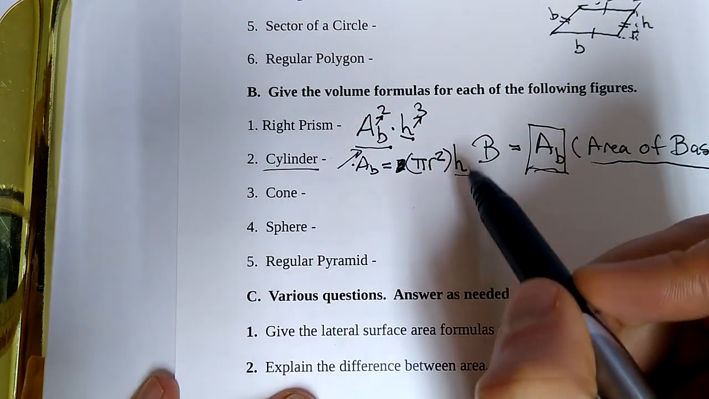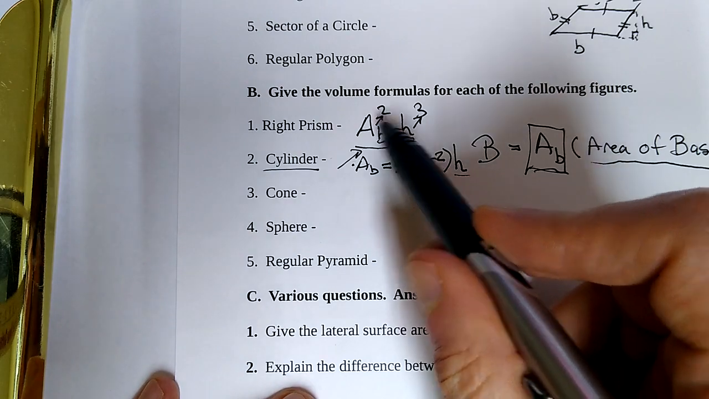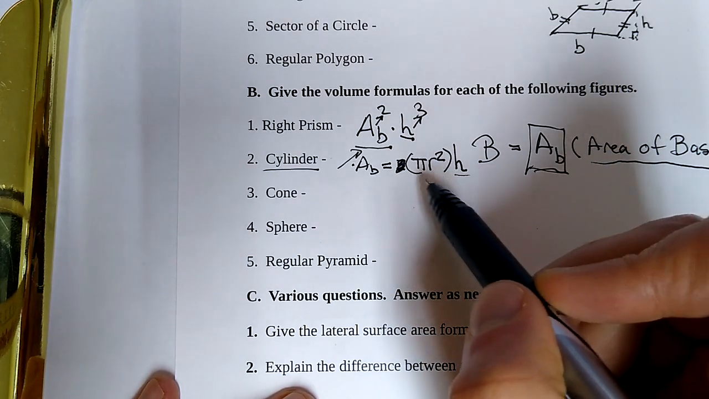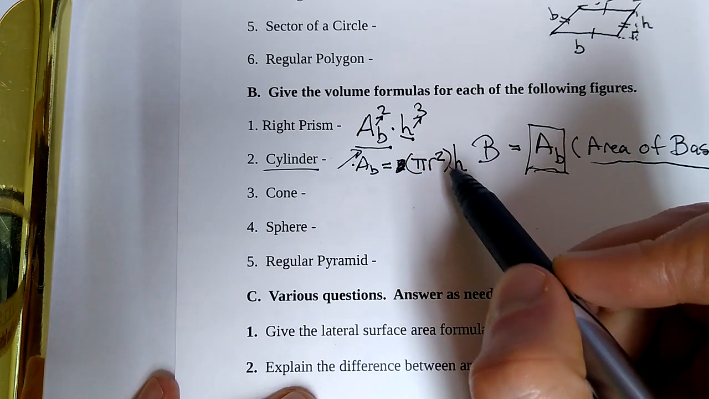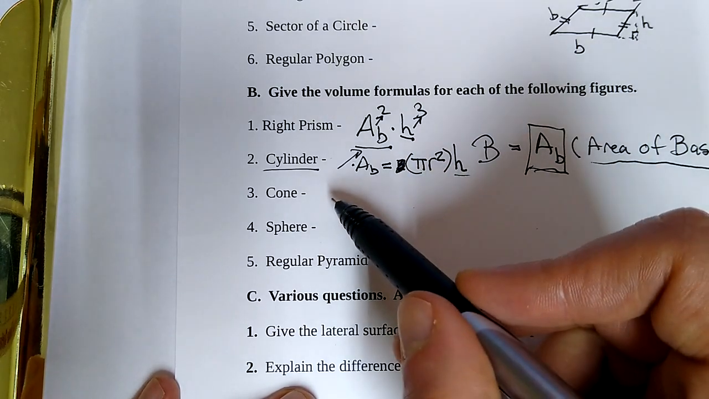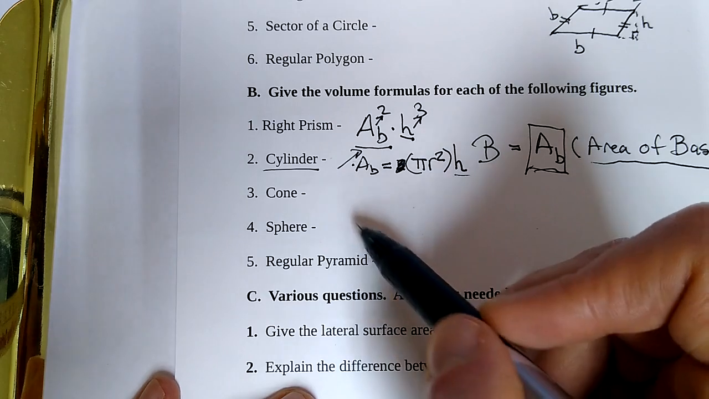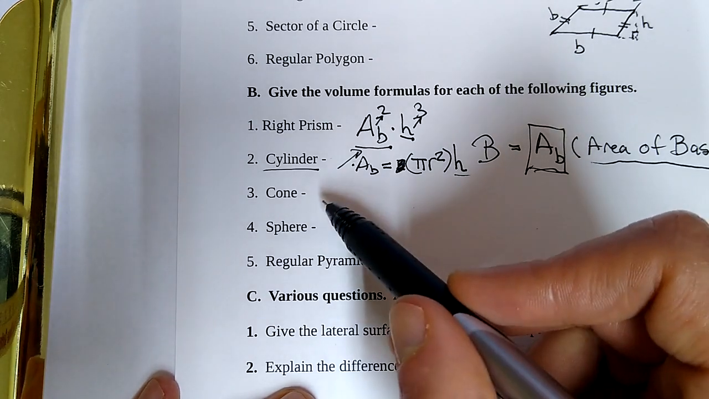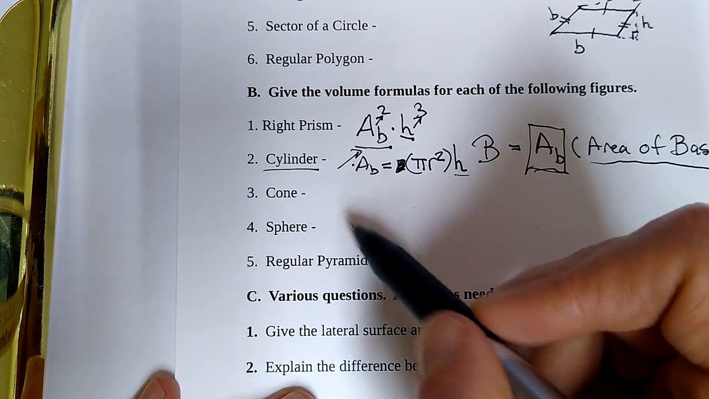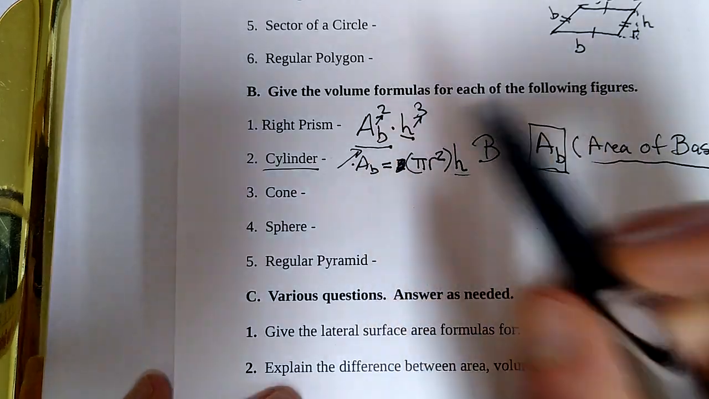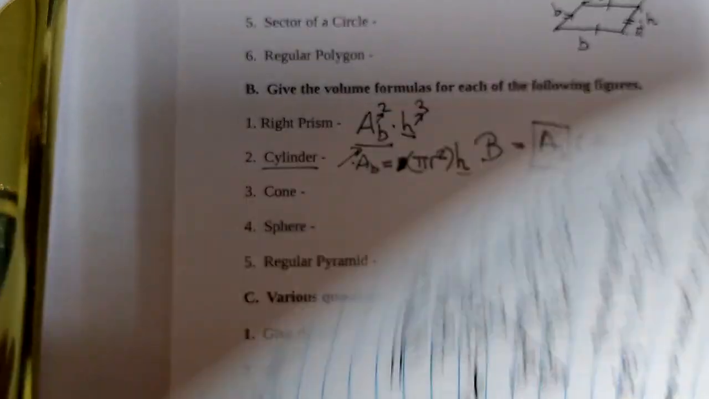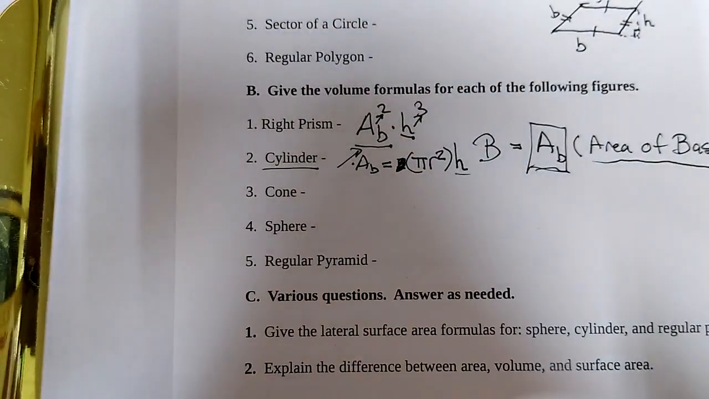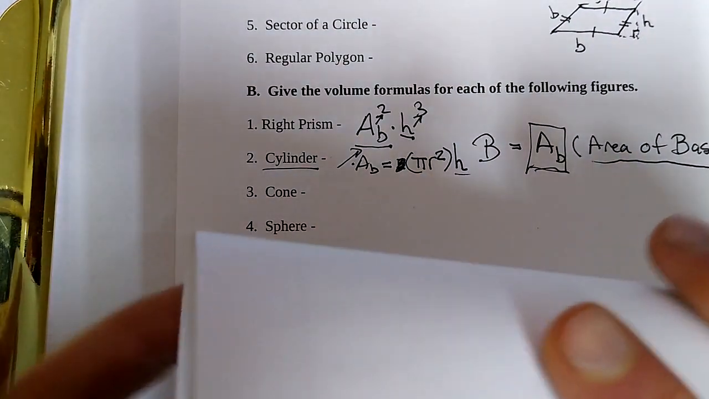So for a cylinder, it's the same idea as for a right prism. It's the area of the base times the height. But for a cylinder, since the base is a circle, it's going to be pi r squared times the height. For a cone and a regular pyramid, it's still the same idea. It's something having to do with the area of the base times the height. But a cone comes to a point, right? Or a pyramid comes to a point. So is it going to have as much volume as a cylinder with the same base size?